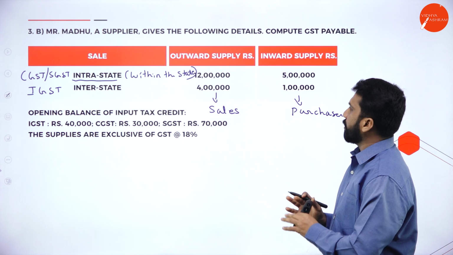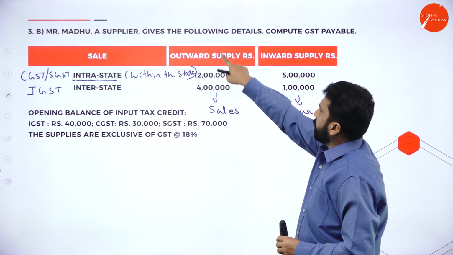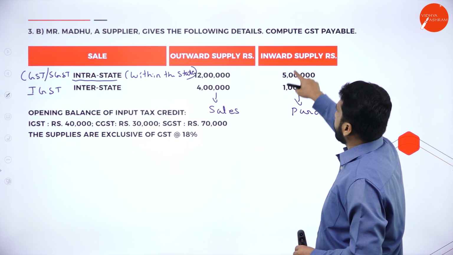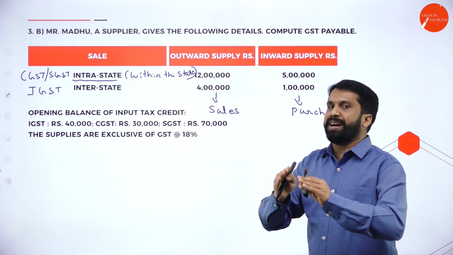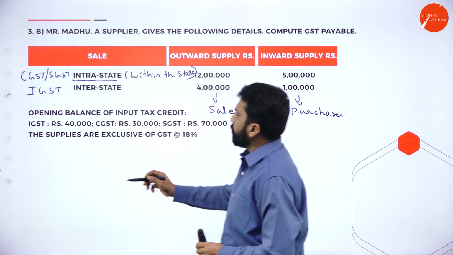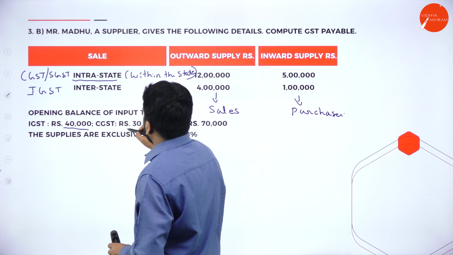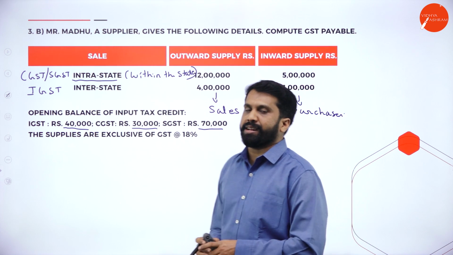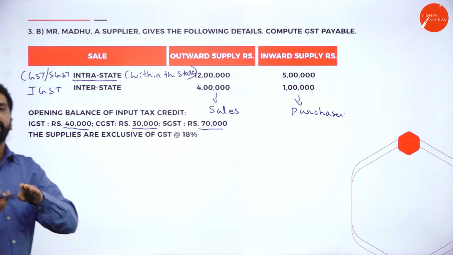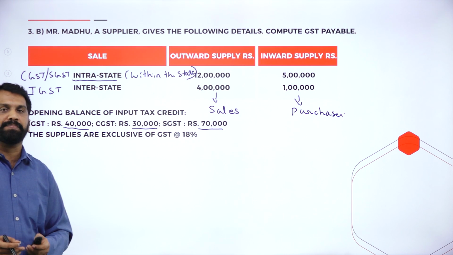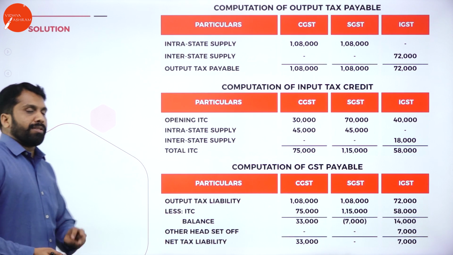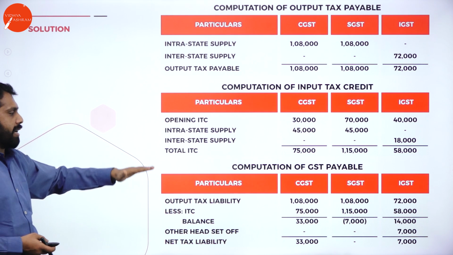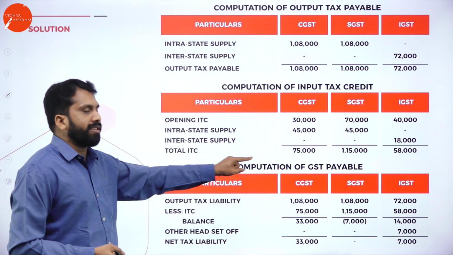Very important. Now, simple calculation. It is outward, it is inward. Calculate tax on these things. Calculate tax on inward also, minus, and along with that you have 40,000, 30,000 and 70,000. These are called input tax credit. You have to minus input tax credit at the end. We'll do this calculation. There are total 3 parts. One will be your outward, second one will be your inward, and third one will be computation of GST payable.